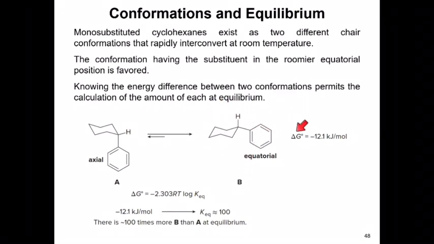So the delta G here is equivalent to negative 12.1 kilojoules per mole. And so knowing this delta G value allows us to estimate the value of the equilibrium constant, KEQ. Plugging this into this equation, we can estimate the value of KEQ, which is roughly 100. So this suggests that we have 100 times more chair conformation B than chair conformation A at equilibrium.